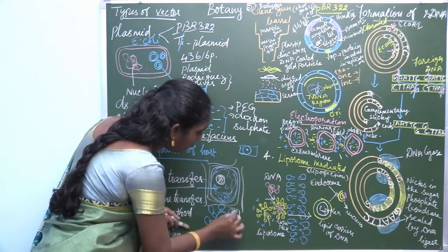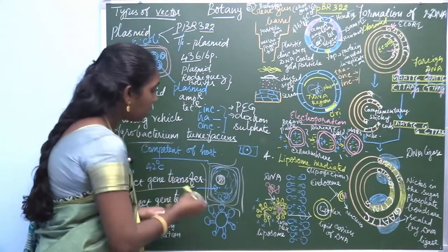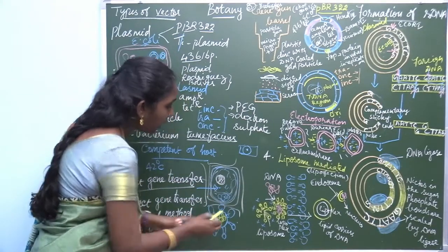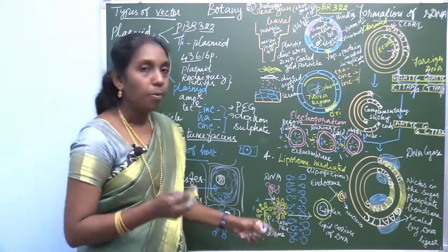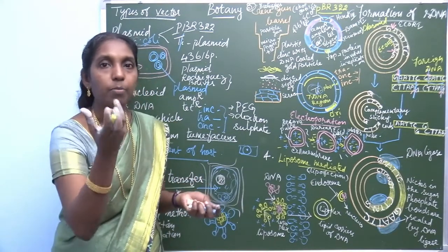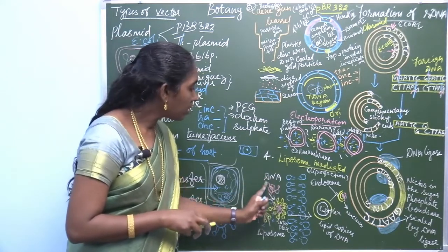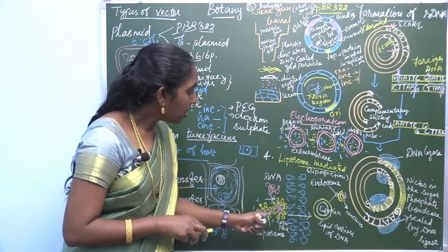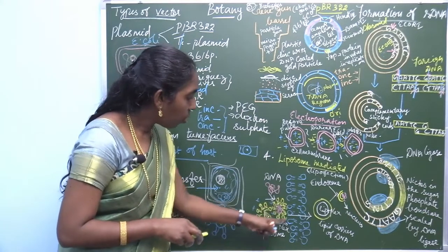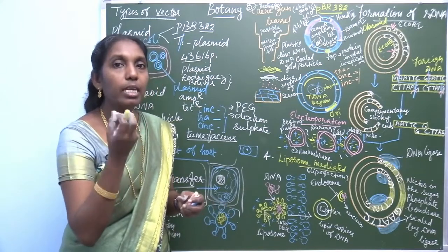This phospholipid vesicle holds the DNA. See, this is the DNA, held inside the phospholipid. A phospholipid vesicle is a liposome. A liposome is nothing but a phospholipid vesicle which holds the DNA. This is the desirable DNA. This liposome holding the DNA is called a lipoplex. Now it forms a lipoplex.